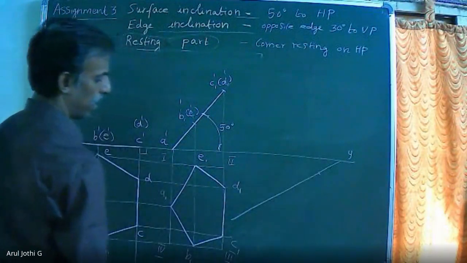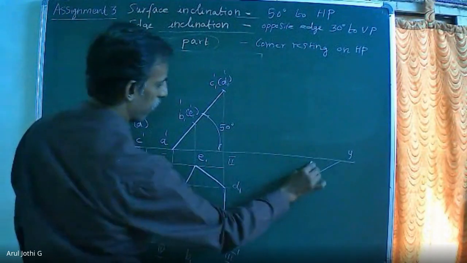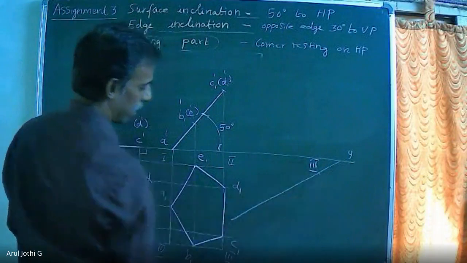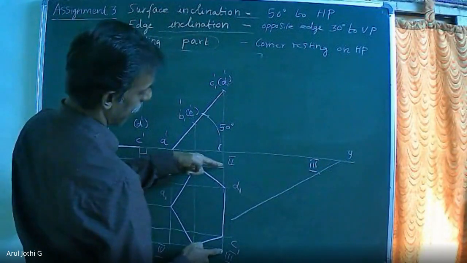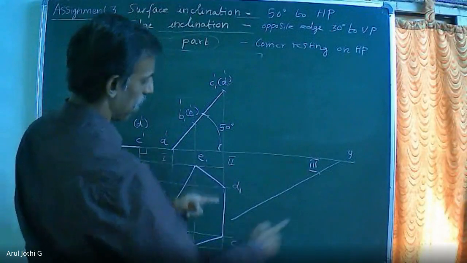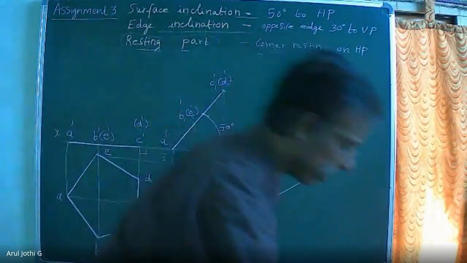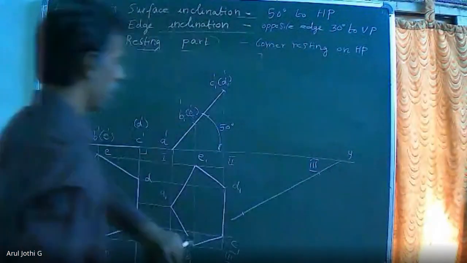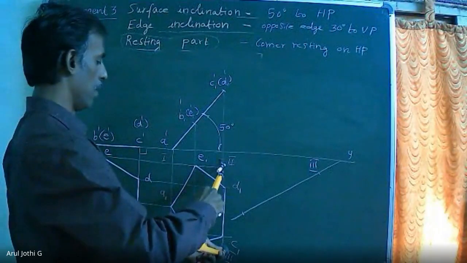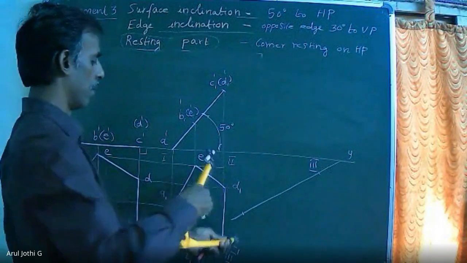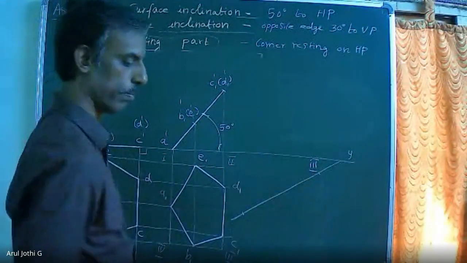What will be the corner here? This top here I am going to rotate. So this corner will be 3. Now measure this line 3 to 2 using compass and transfer here. So using compass, I will show here. So measure 3 to 2 and transfer here. Okay.